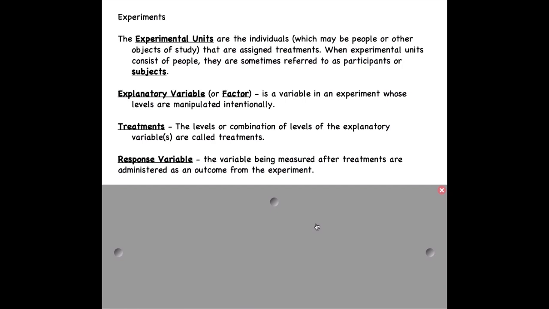The response variable is whatever variable is being measured after we give the treatments to the subjects or the experimental units, and we're measuring it as an outcome of whatever we're experimenting with. So the response variable is what we're measuring at the end.